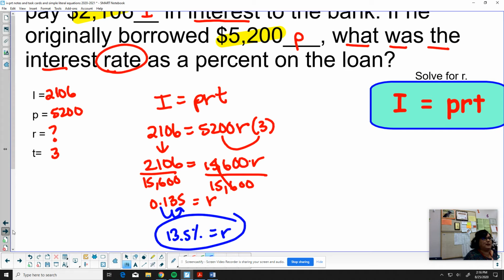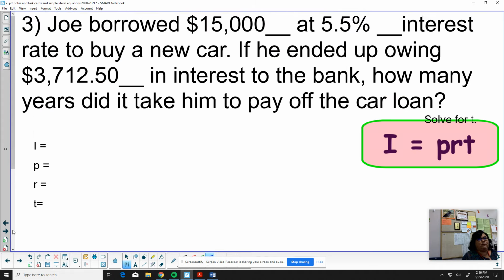Okay, let's try another one. Joe borrowed $15,000 at a 5.5% interest rate to buy a new car. If he ended up owing $3,712.50 in interest to the bank, how many years did it take him to pay off the car loan?